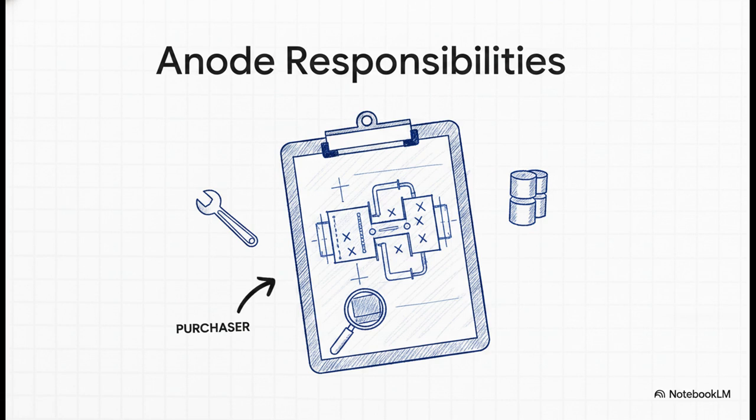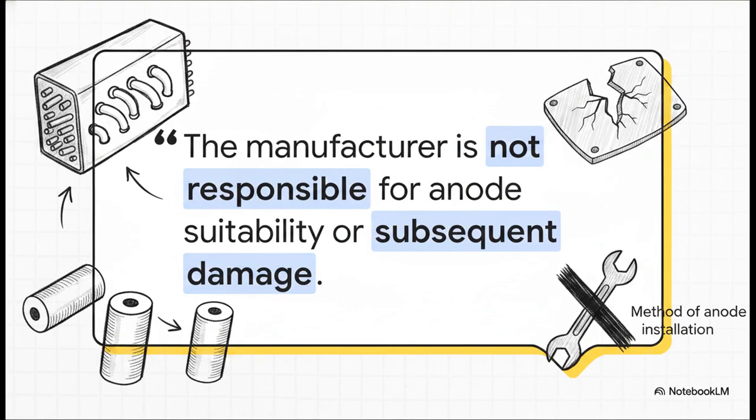They have to specify the method of attachment, the quantity required, the exact size and manufacturer of those anodes, the material itself, and they even have to provide a sketch detailing the exact locations and spacing. The purchaser holds all the engineering responsibility on this one. And the standard just totally punctuates this division of responsibility with a direct, unequivocal quote.